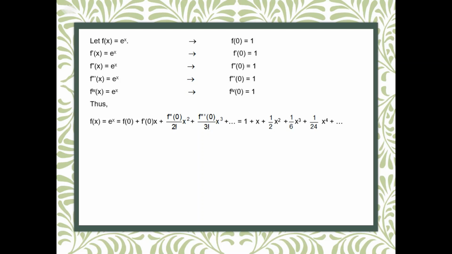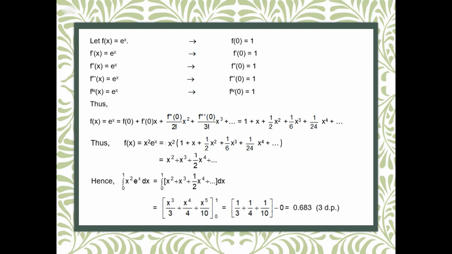Then multiply the whole expansion that you have obtained by x squared and simplify. You will obtain x squared e^x equal to x squared plus x to the power of 3 plus x to the power of 4 over 2 plus so on. Next is you need to integrate the expansion that you have obtained one by one. Substitute the interval 0 and 1 accordingly and calculate. You will get 0.683 as the answer for the given definite integral.